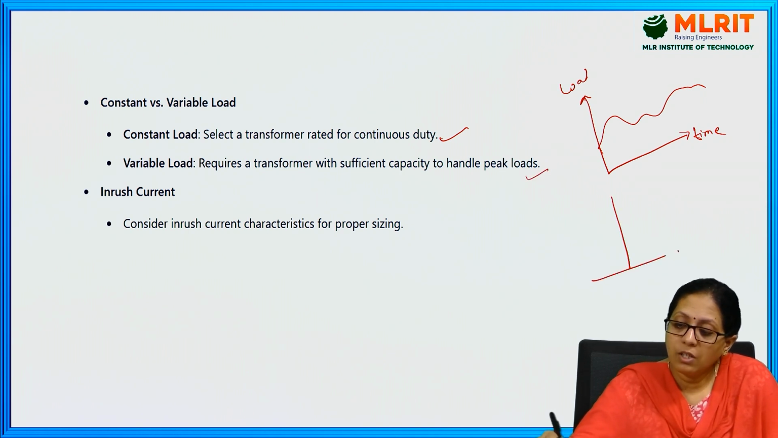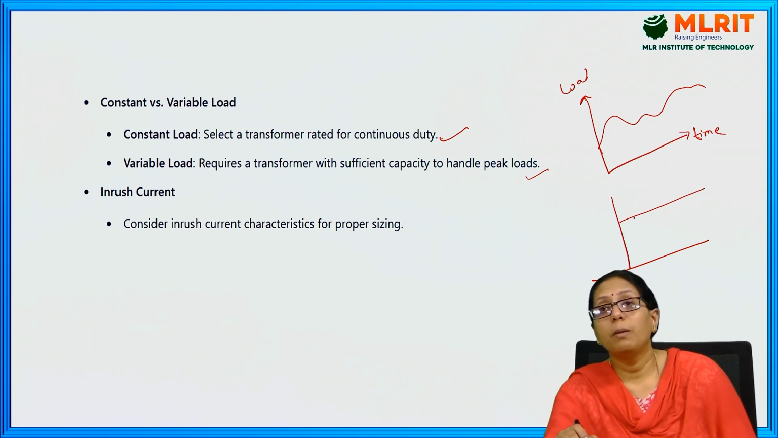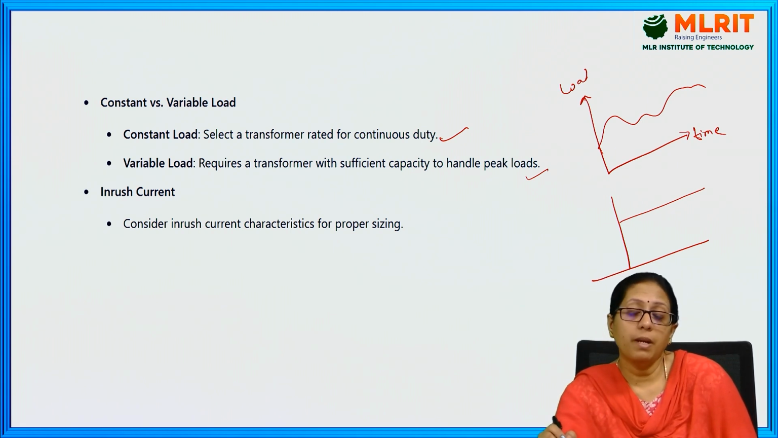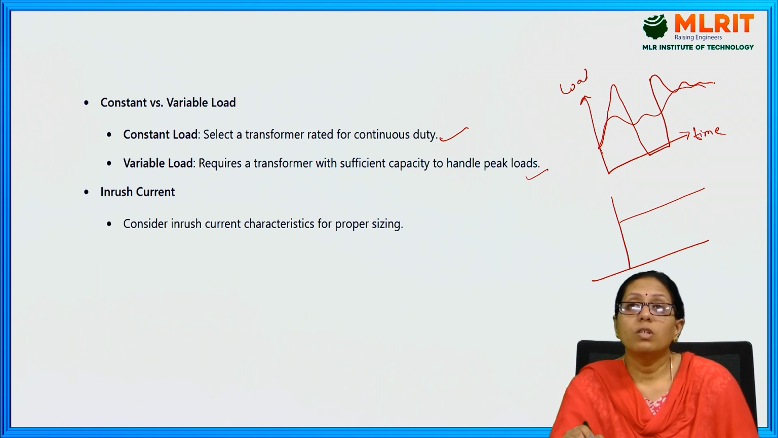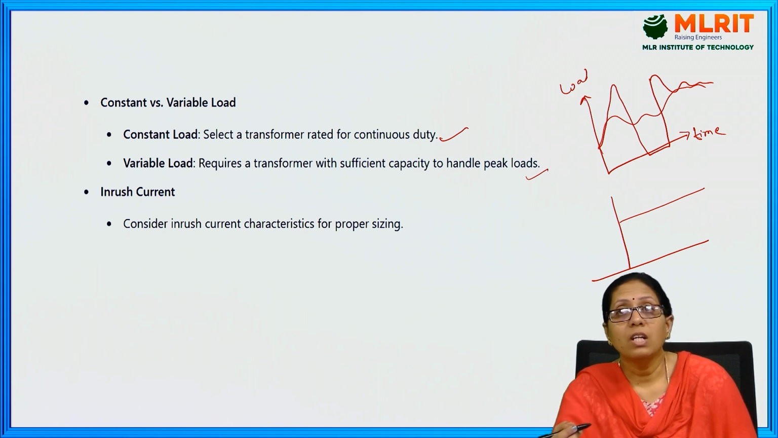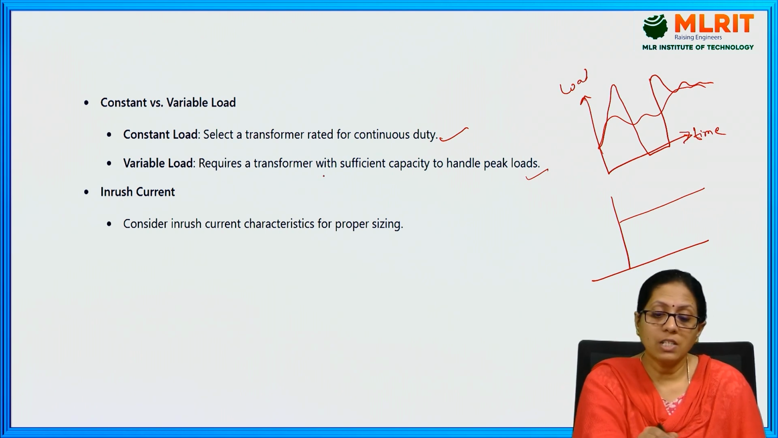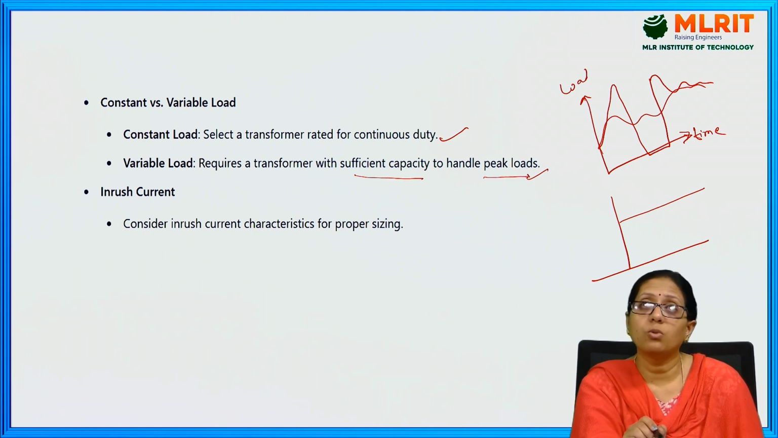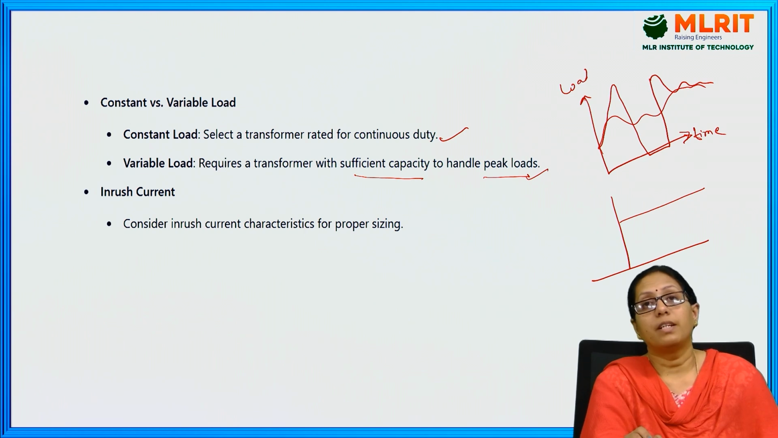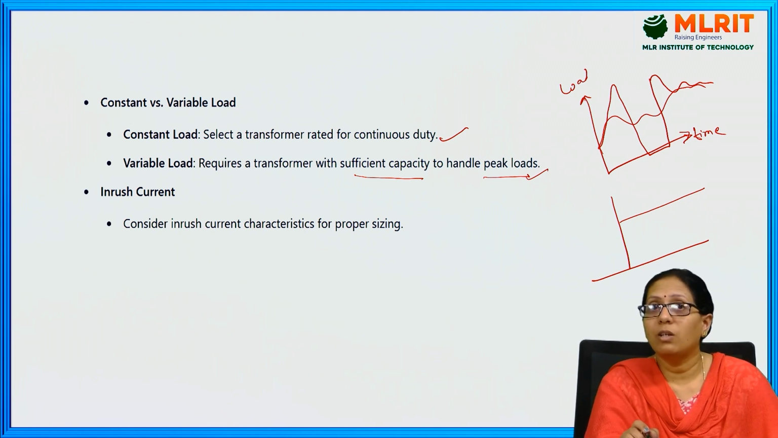In constant load, the load will be applied continuously without any break. In variable load, the load may increase or decrease to a minimum value, or again it may increase. So the voltage level will be very high or zero or minimum based on the time. That is variable load. So for variable load, the transformer should be able to handle the peak loads also.